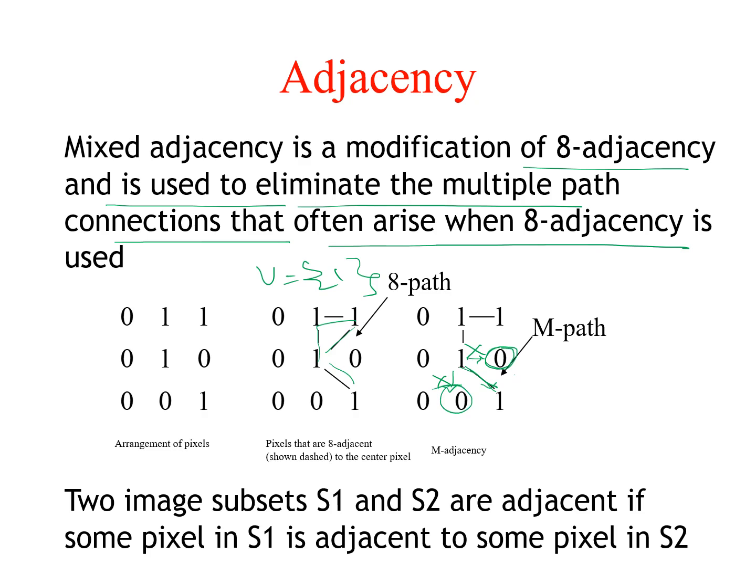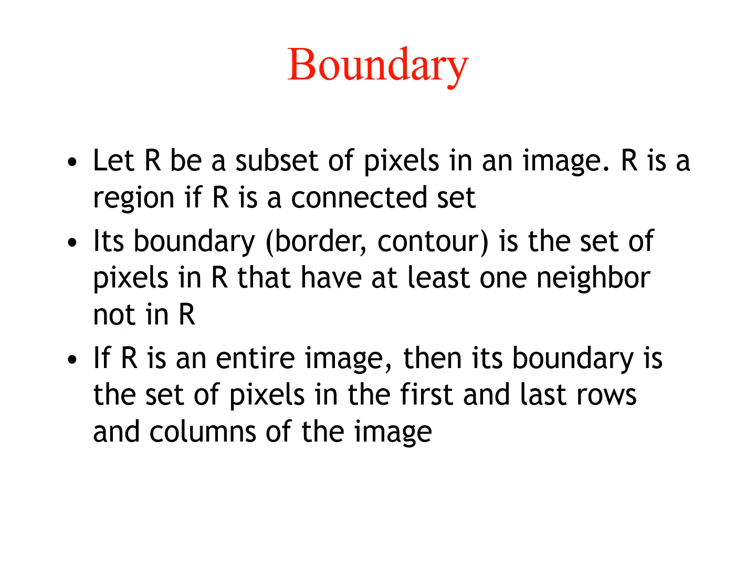Okay, so two image subsets S1 and S2 are adjacent if some pixel in S1 is adjacent to some pixel in S2. This is very natural, right? Very easy. Now what is a boundary? What is the difference between boundary and edge?